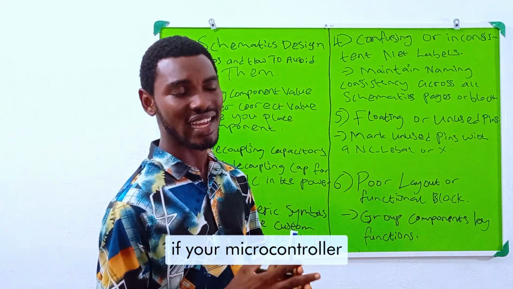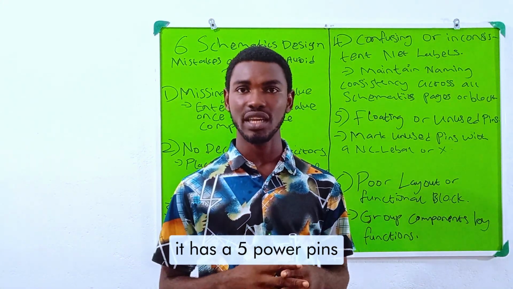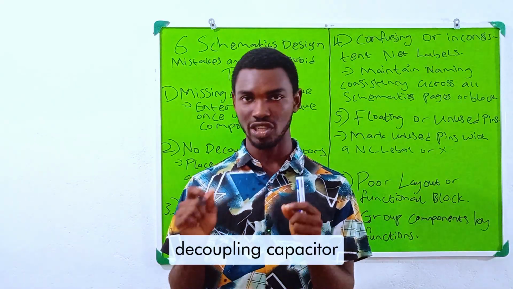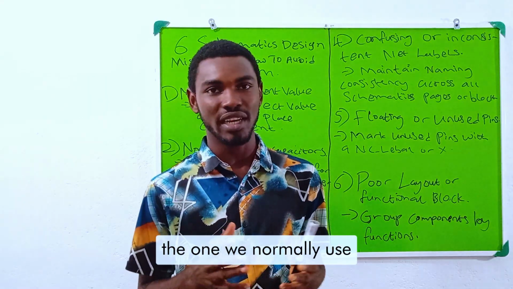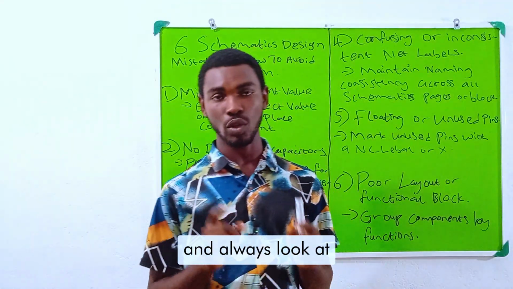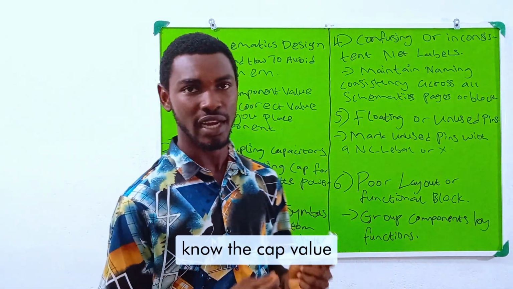If your microcontroller has, let's say, 5 power pins, it's always advisable that for each power net and pin we place a decoupling capacitor. The one we normally use is about 0.1 microfarad, so you can place that, and always look at your data sheet so you can know the cap value to place.